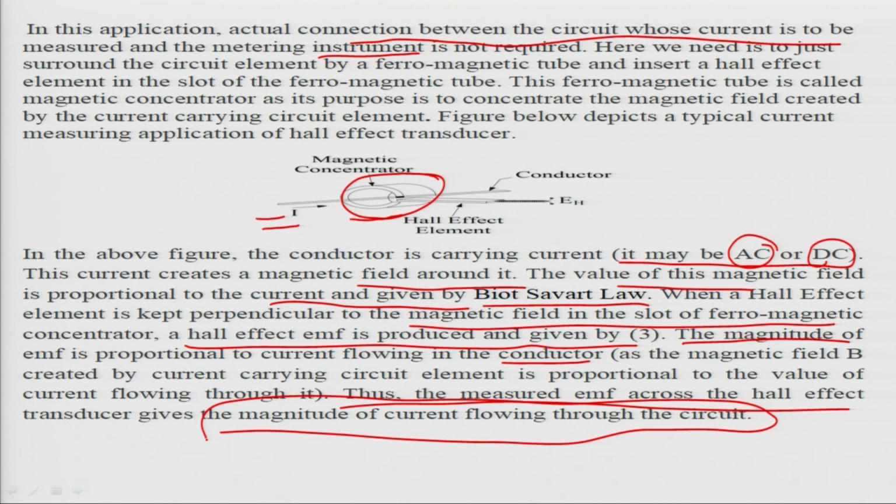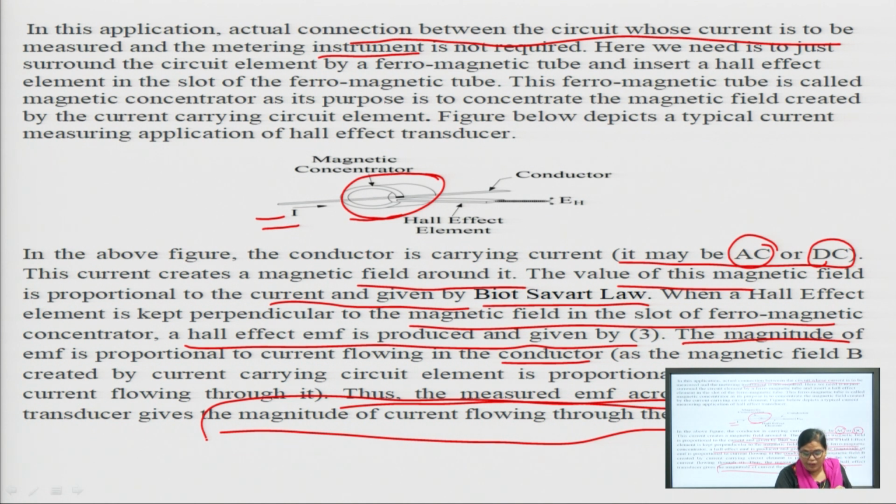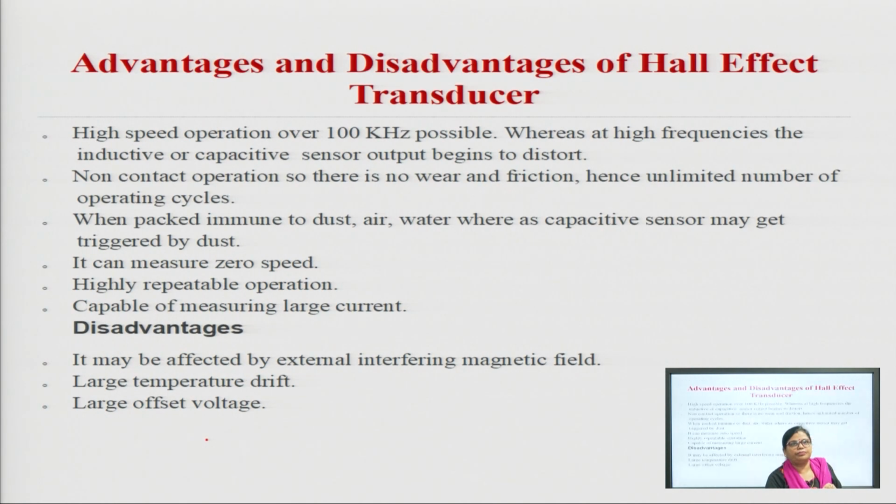We can consider the force, the magnetic flux, the charges, but there is a dedicated device. We can consider a tube, the ferromagnetic tube, known as the magnetic concentrator, then passing the conductor through that tube, we can generate the Hall effect and measure the current. This is an important application of Hall effect transducers.